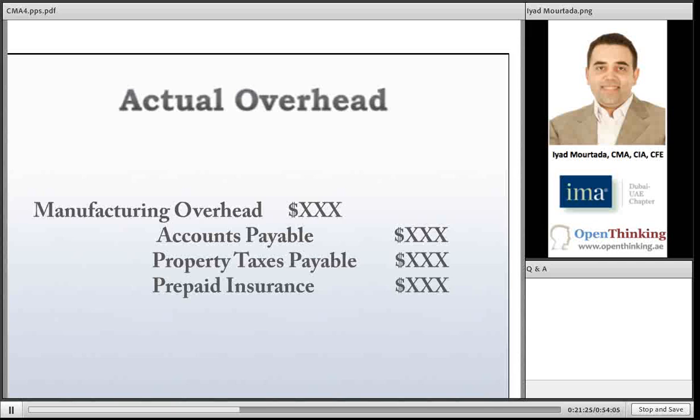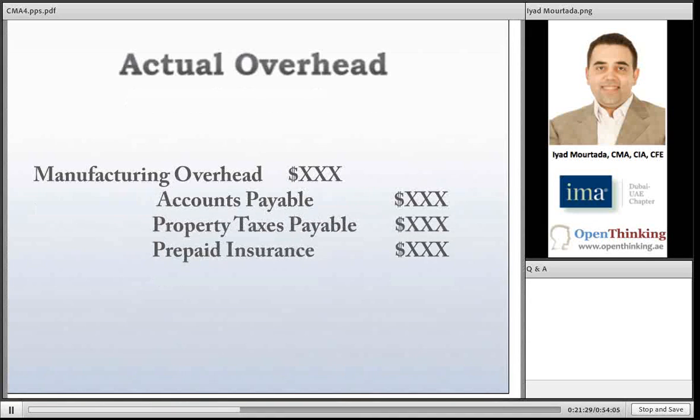So what will happen now? We look at the actual overhead. For actual overhead, you'll be like, what do you mean actual overhead? We were just speaking about overhead. Yeah, that overhead you were speaking about is the applied one. So what happened? You decided this is how much we should apply. Why? Because we didn't get all the invoices. We don't know all the overhead.